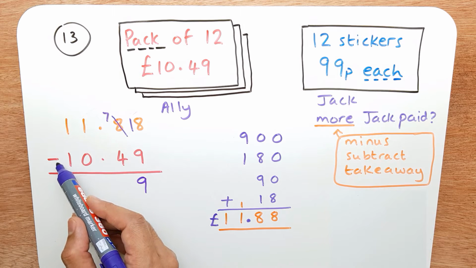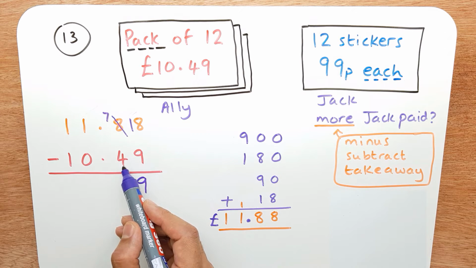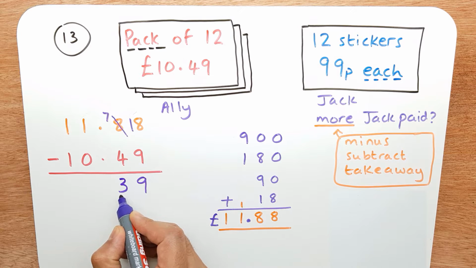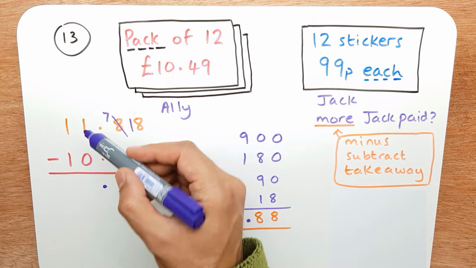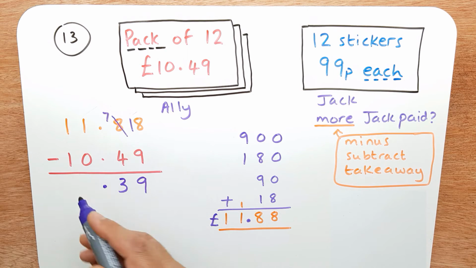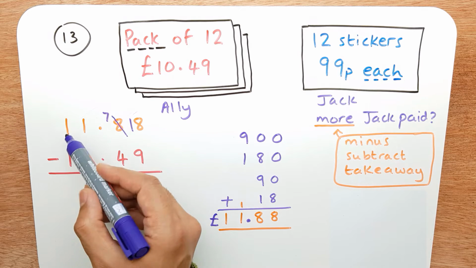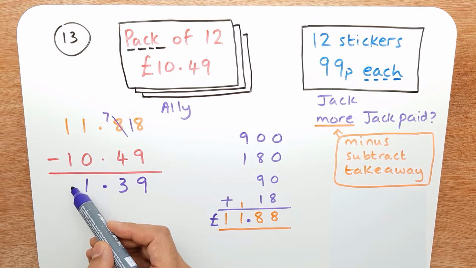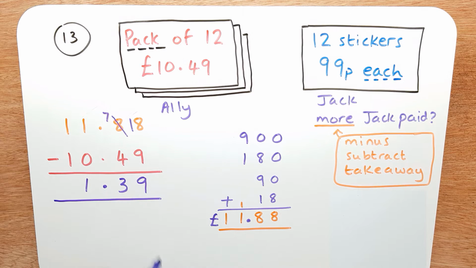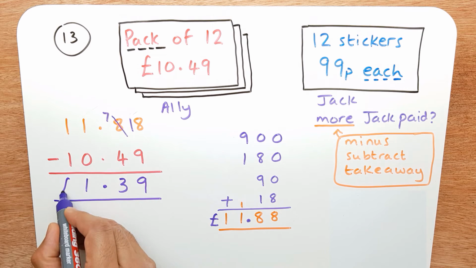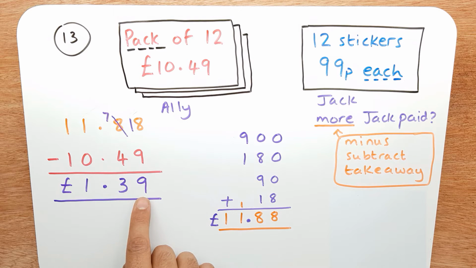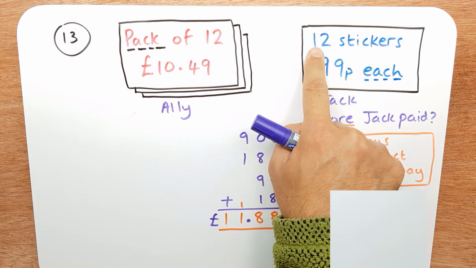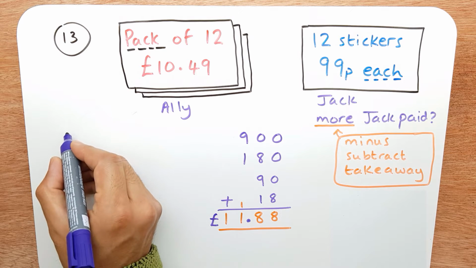7 take away 4, which is 3. And we carefully line up the decimal point, and we have 1 take away 0, which is 1. And finally we have 1 take away 1, which is nothing, and we can leave that. So our answer is 1.39. And again, because it's money, it's £1.39. Now we can do that in column multiplication as well. So let's write that down.